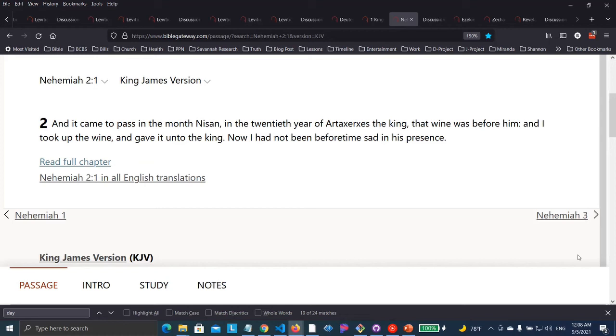Now, Nehemiah 2:1, we're going to see another shift. "And it came to pass in the month of Nisan, in the 20th year of Artaxerxes the king, that the wine was before him, and I took up the wine and gave it to the king, and I had not before time been sad in his presence." Nisan, well, if you get a rabbinic calendar today, you'll see the first month, the one the Bible calls Abib, is Nisan.